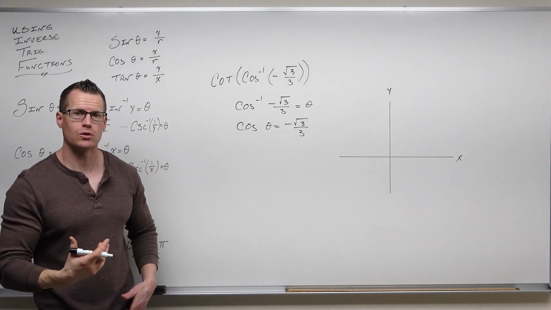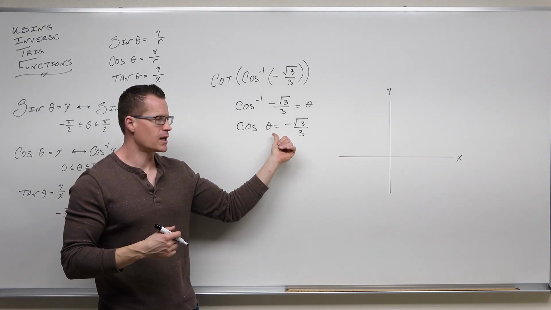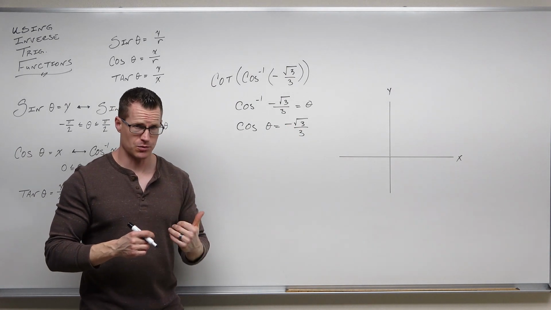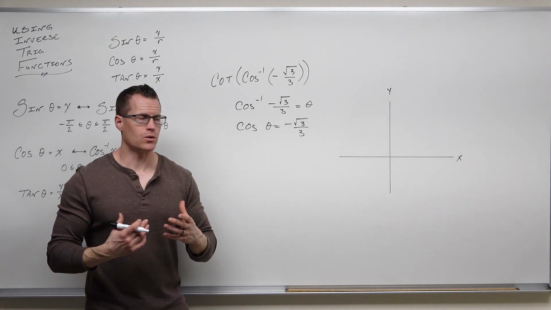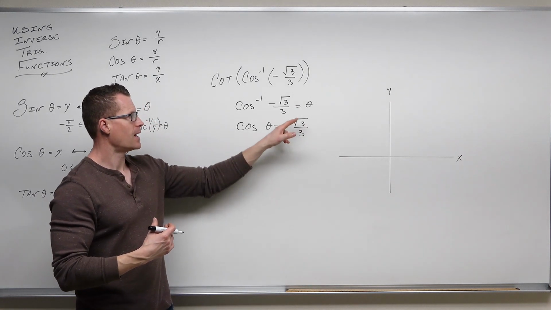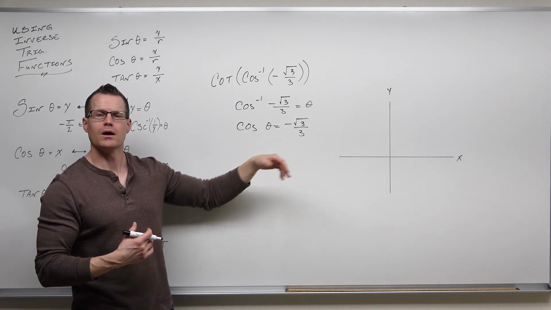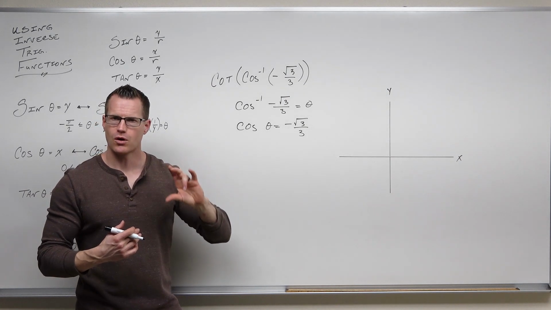Now we look at a unit circle. Can you find me an angle on a unit circle where the x-coordinate is negative square root 3 over 3? You go, no, I can't do that. Then draw yourself a triangle with this relationship, that this is giving you x over r. Cosine can be viewed as x over 1 or as x over r.